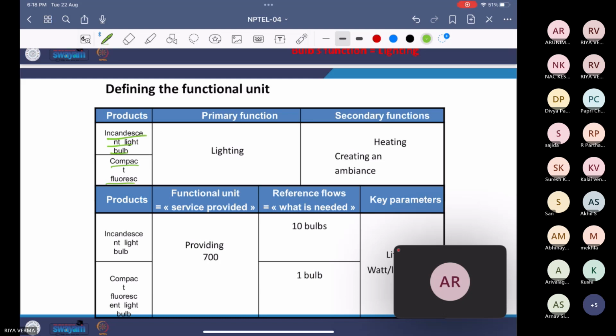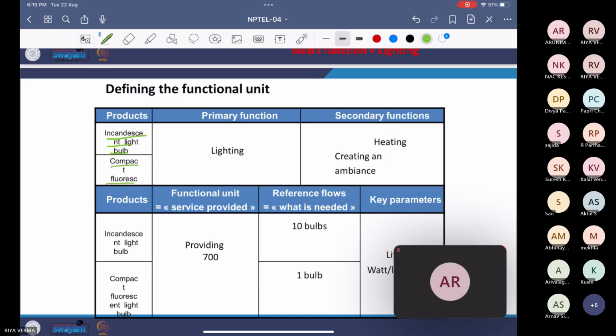and there might be some other secondary functions also involved with the product. For example, the incandescent light bulb can also be used for heating at some places. You have seen, like earlier in our school times, when we used to visit some bakery shops, they have a box made of glass, and they have installed some incandescent light bulbs inside those boxes. And they used to put patties, that we eat as a snack, inside that glass box.